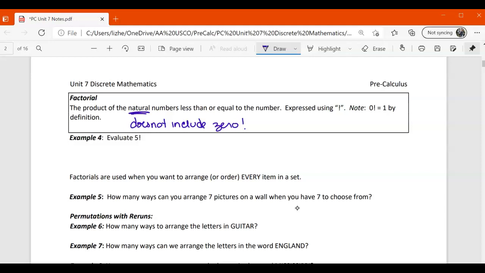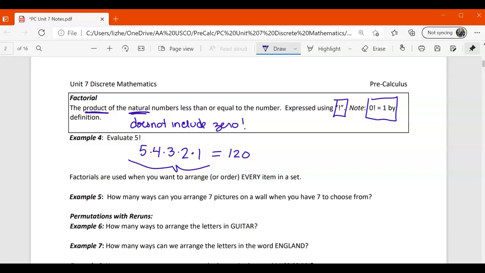A factorial is expressed using an exclamation point. And this is very important: 0 factorial equals 1. That's just the way it is. So make sure you know that. So when it says evaluate 5 factorial, what this means is it is the product of all the natural numbers less than or equal to the number. So 5 factorial means 5 times 4 times 3 times 2 times 1. And you multiply all that out and you get 120. And right there you can see why we are not including 0, because if I put a 0 in there, factorials would always equal 0. So do not include 0.